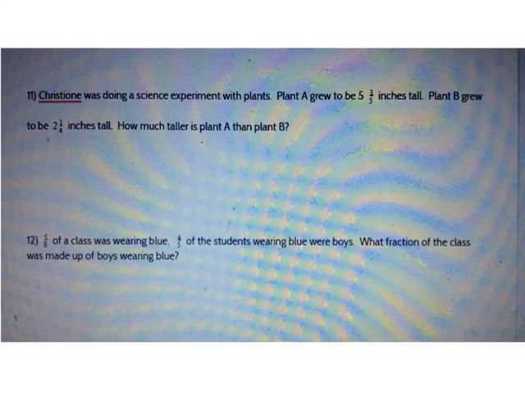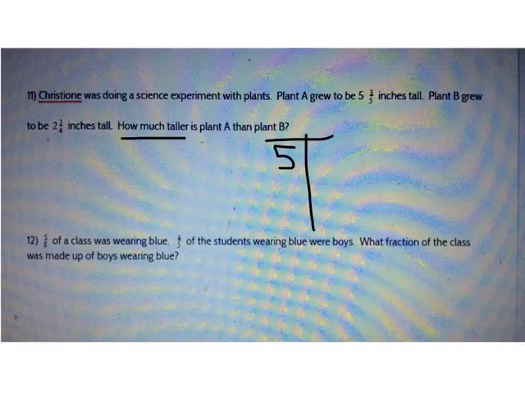Christian was doing a science experiment with plants. Plant A grew to be 5 3/5 inches tall. Plant B grew to be 2 1/4 inches tall. How much taller is plant A than plant B? What operation should I use to solve this problem? Here I'm going to subtract because I'm finding a difference. 5 3/5 minus 2 1/4.